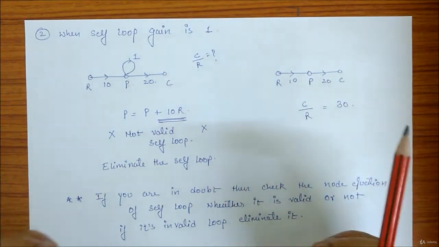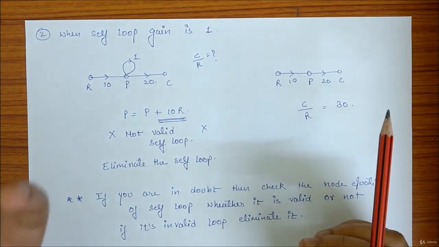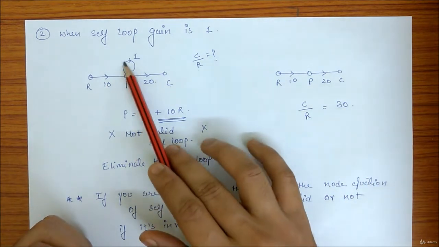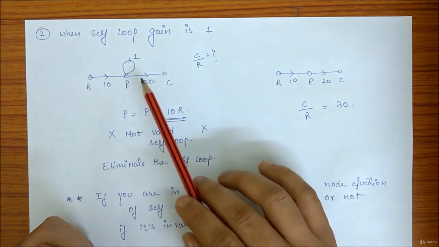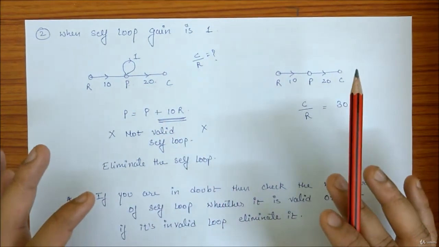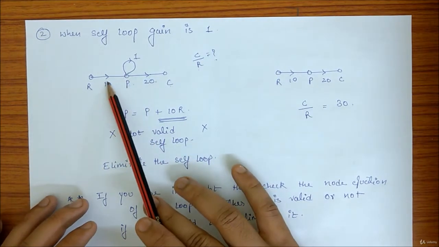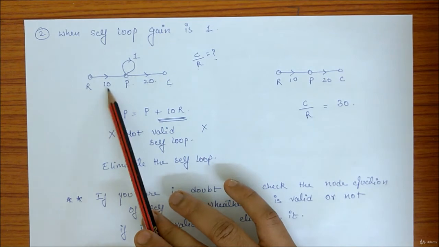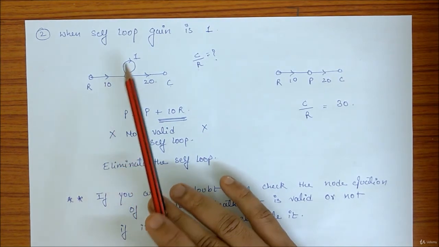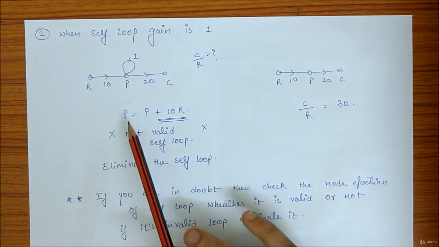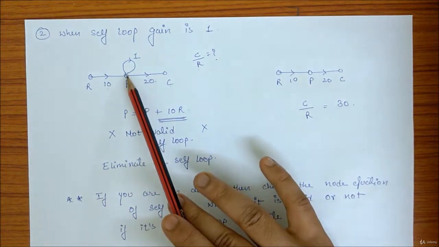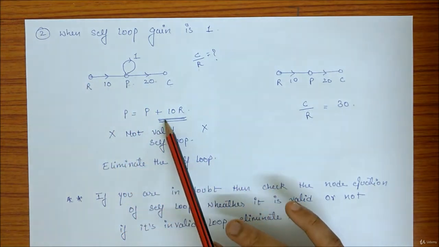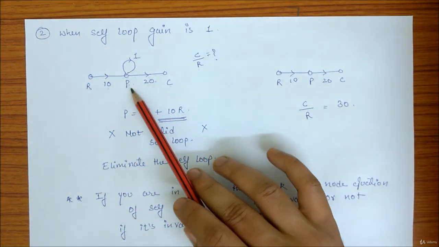You write the node equation with respect to the arrows coming into the node. This arrow is coming into the node, and this arrow is coming into the node. Which is going out doesn't matter to us. The equation is written in the form of the incoming arrows. The weight associated with this path is 10, and with this path is 1. So you can write P is equal to P, because P into 1 is P, plus 10 into R. So this will be my equation for this node.